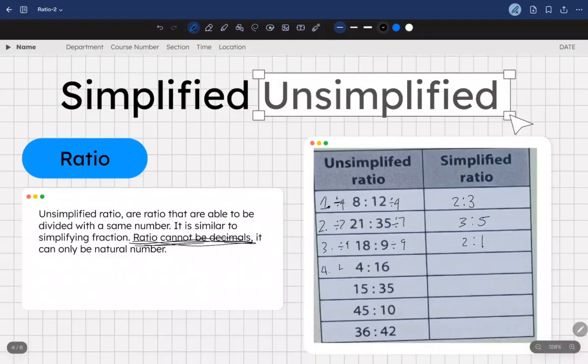Number 4, the common factor is 4. So we divide by 4 into each side. 1 to 4. Number 5, we divided by 5 because that's the common factor there. 3 to 7. Number 6, the common factor is 5. So divide by 5, 5. It's 9 to 2. Number 7, the common factor is 6. So we divide that by 6. Simple as that.